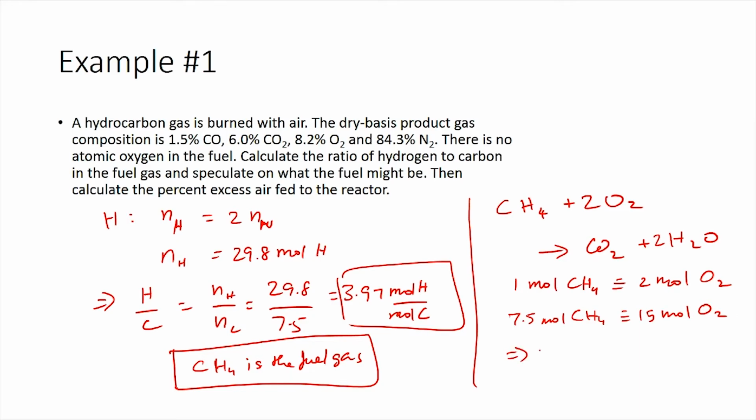So, this means moles of air required would be equal to 15 divided by 0.21, which is 71.43 moles. So, you need 71.43 moles of air to be fed for complete combustion of 7.5 moles of methane gas which is being fed.